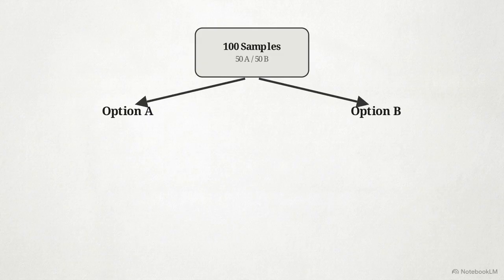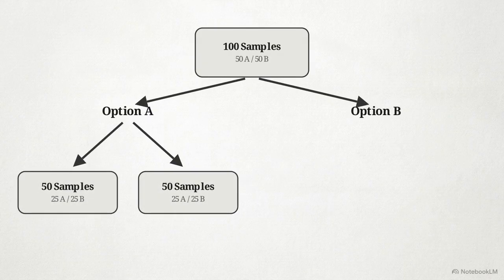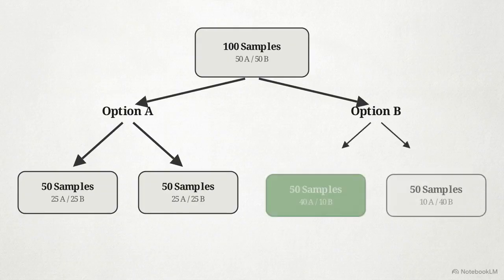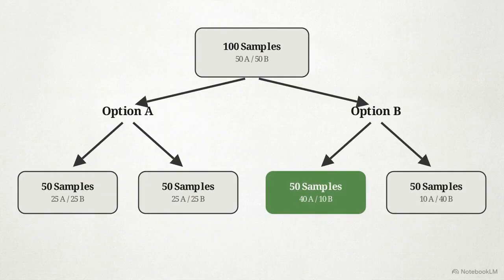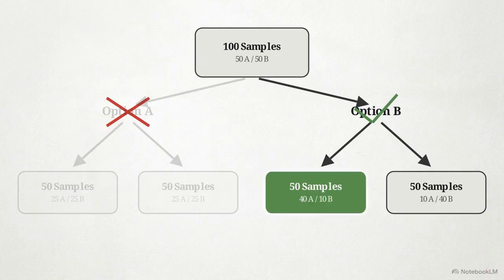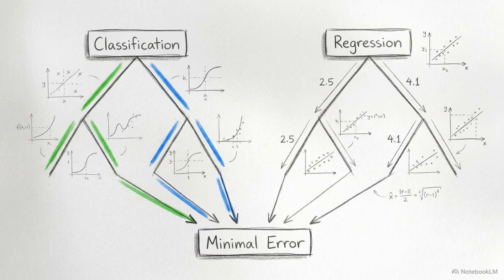Let's test this logic. Given a starting node perfectly mixed with 50A and 50B samples, which split will CART choose? Option A, which creates two 50-50 nodes, or option B, which creates one mostly pure node and one mixed node? The algorithm chooses split B. Option A reduces zero impurity. Split B successfully isolates a highly pure subset, which mathematically reduces the overall cost function. Whether classifying categories or calculating numerical averages, the core behavior is identical, a greedy, step-by-step reduction of error.